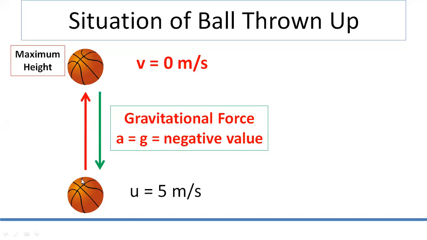Why negative? Because the ball is going up and acceleration is downward, so acceleration has to be taken negative when the ball is thrown up. Now let us discuss when the ball is being thrown from up. Suppose it is just being released from the top, and then what will happen? So you do one thing, take a screenshot of this, and later write it down in your notebook.